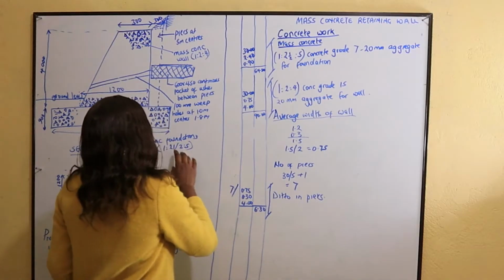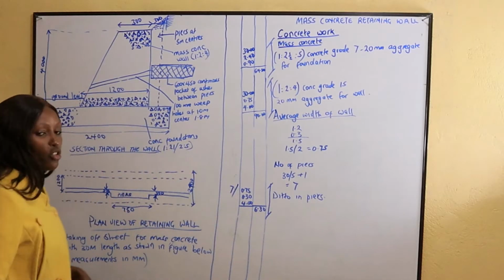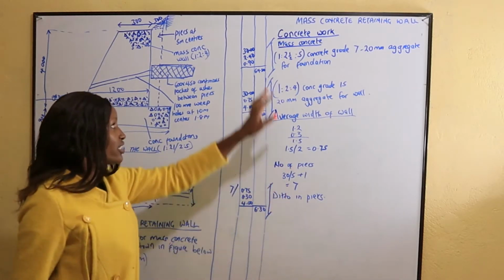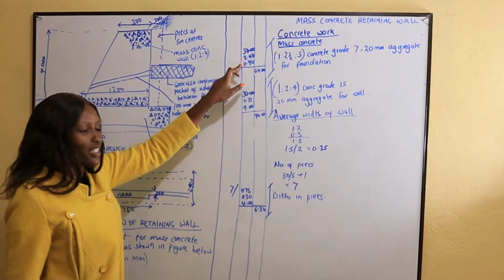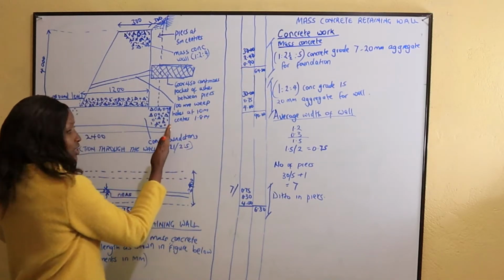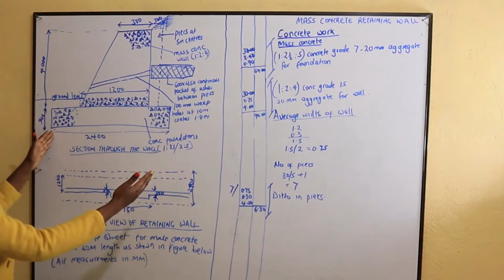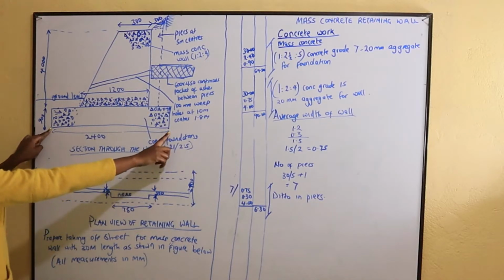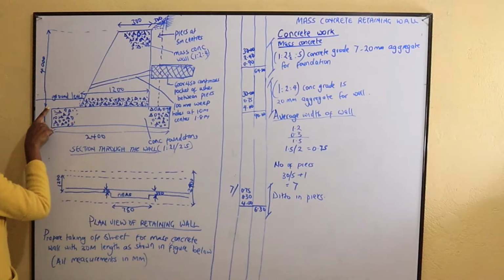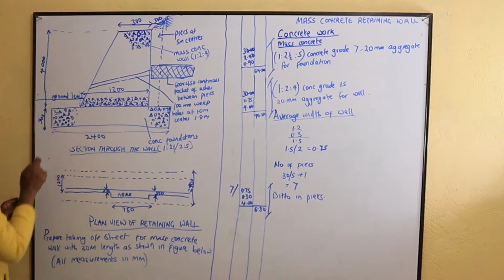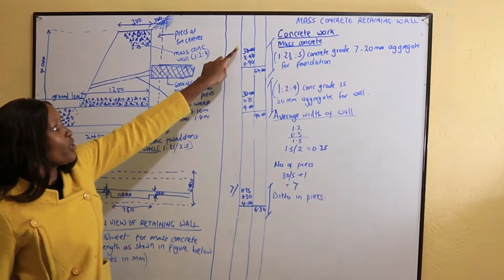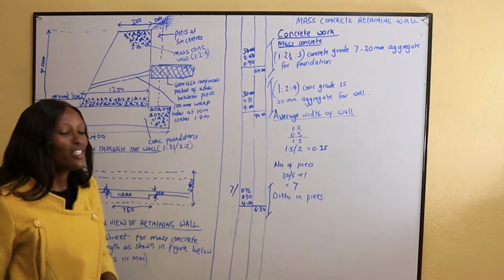This concrete, when you are measuring it, we shall take the total length of the retaining wall, which is 30 meters. Then the width of the retaining wall, all of it, the width of the concrete here below, it's 2400, 2.4. Then the thickness, which is 0.9, this one. So once you multiply, you get 64.80.